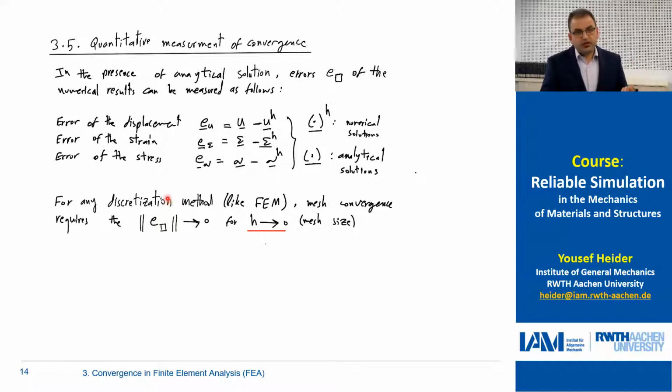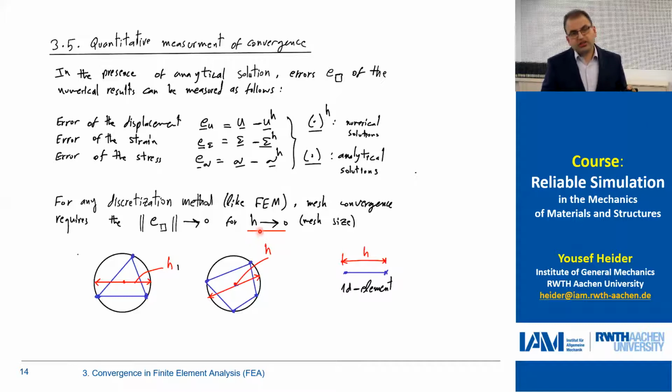Now, if you are solving a real problem, of course, you would like to see the errors going to zero. So for any discretization methods like finite element methods, finite volume methods, finite difference methods, and so on, mesh convergence requires that these errors go to zero. You'll never get exactly zero, but they should be close to zero if we refine the mesh.